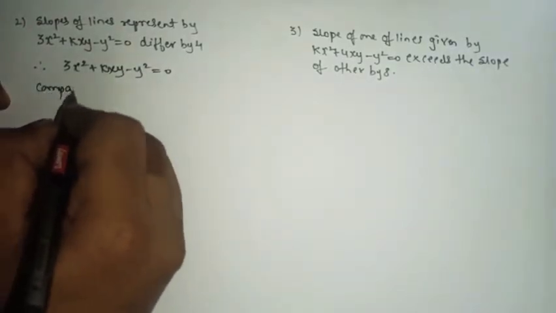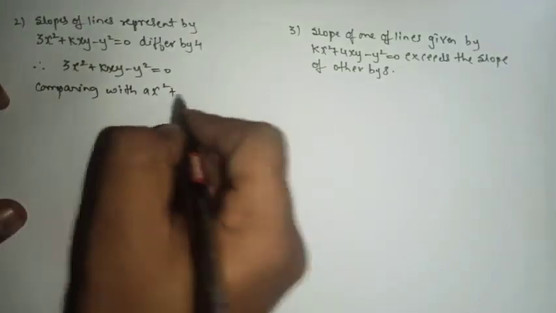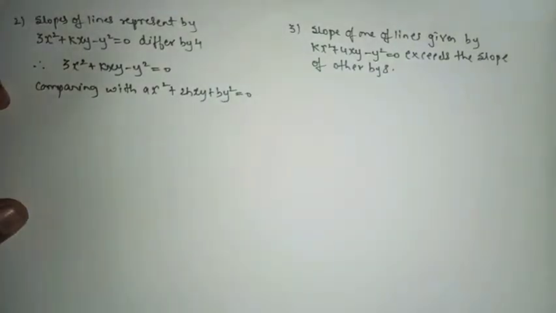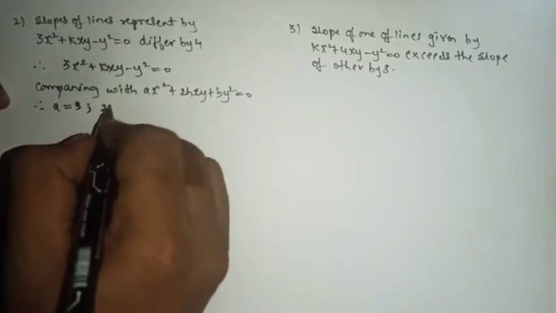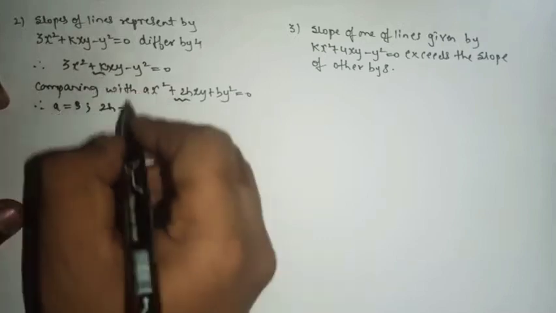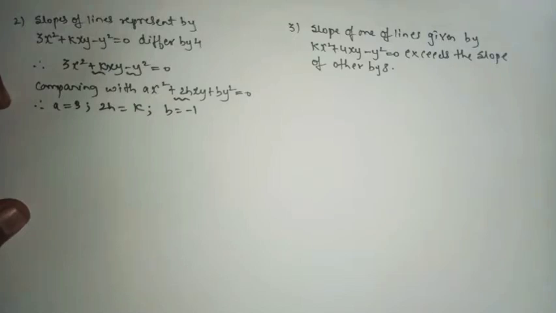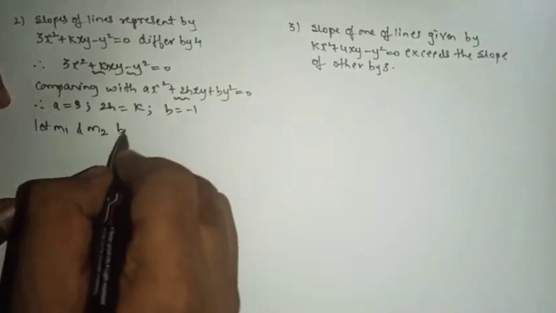So we'll compare this equation with ax² + 2hxy + by² = 0. Yes or no? So the coefficient a will be 3, 2h will be k, and b will be what? Minus 1. We have to check for the coefficient. So b will be minus 1.